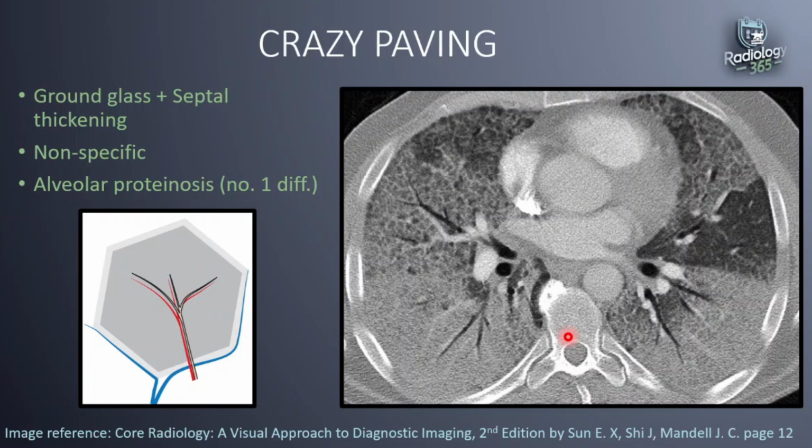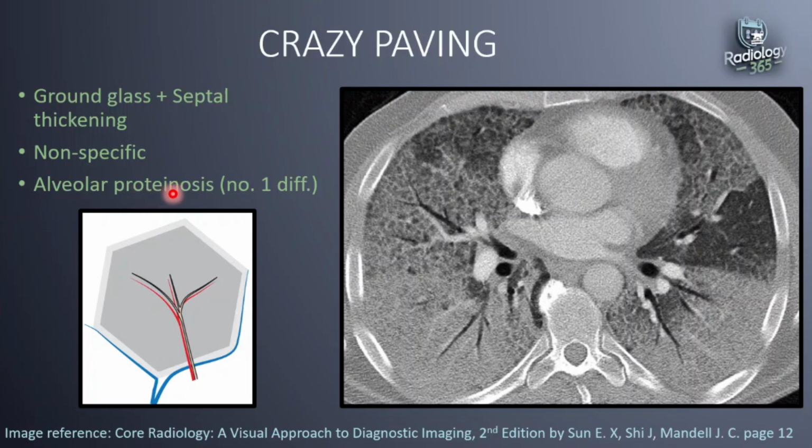Finally, we'll talk about crazy paving pattern of disease. Now, crazy paving pattern of disease is basically what we have discussed in the past put together. So ground glass opacification plus interlobular septal thickening. Now, this is a very non-specific finding, but it was first described in alveolar proteinosis, where you have proteinaceous material deposited within the alveolar space and also within the interlobular septa. So you have the septal thickening plus ground glass opacification. But this is just one differential out of many.